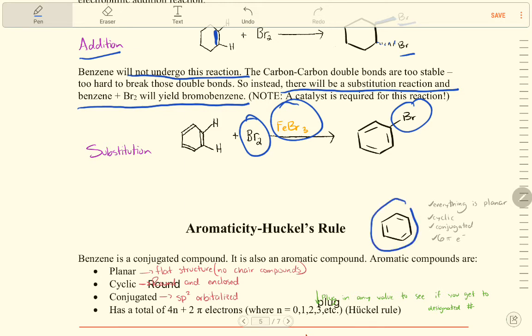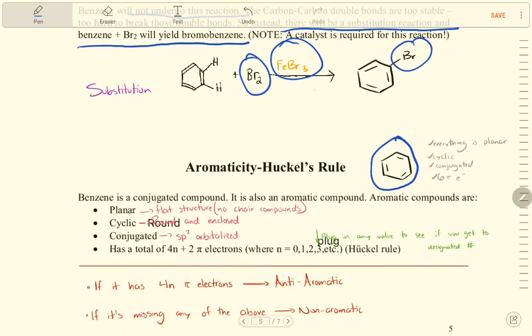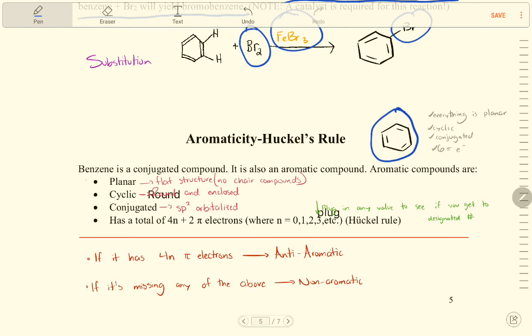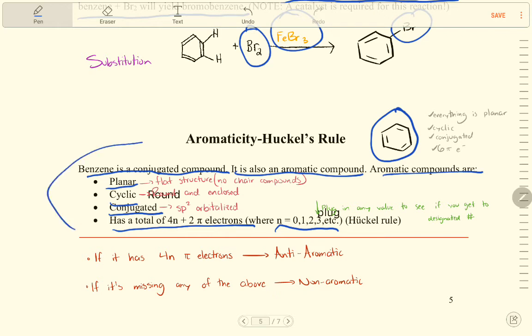Remember, in benzene everything is planar. It's cyclic, it's conjugated, and a 6 pi electron system. So that is Huckel's rule, aromaticity, which aromatic compounds follow. Benzene is a conjugated compound and an aromatic compound, and aromatic compounds are planar, flat, not chair compounds. They are cyclic, ring closed, conjugated, sp2 hybridized, and have a total of 4n plus 2 electrons where n equals 0, 1, 2, 3, 4. If those things are followed, then it's an aromatic compound.